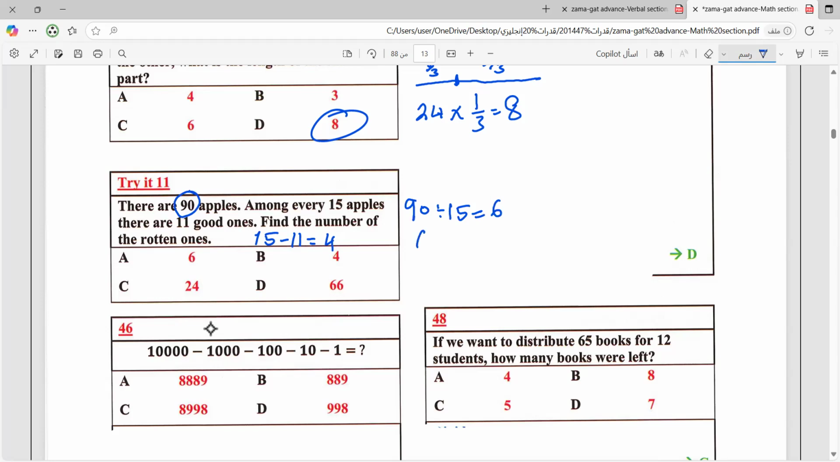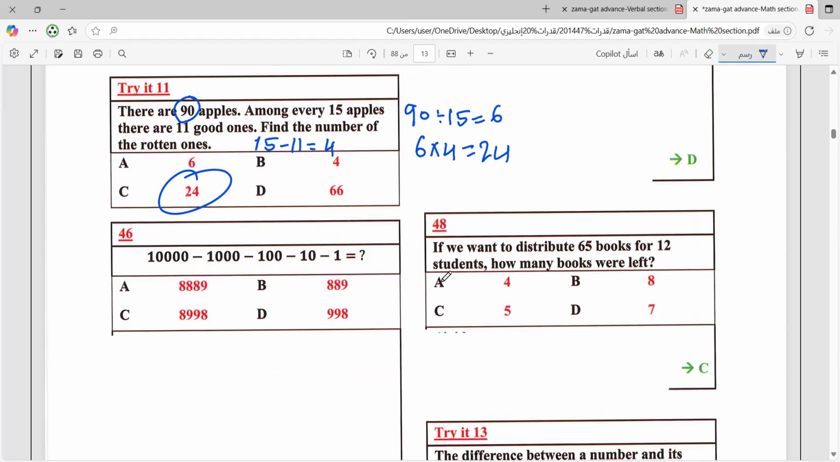4 times 6, which is 24. Correct. Good job. Clear? Yes, 24.